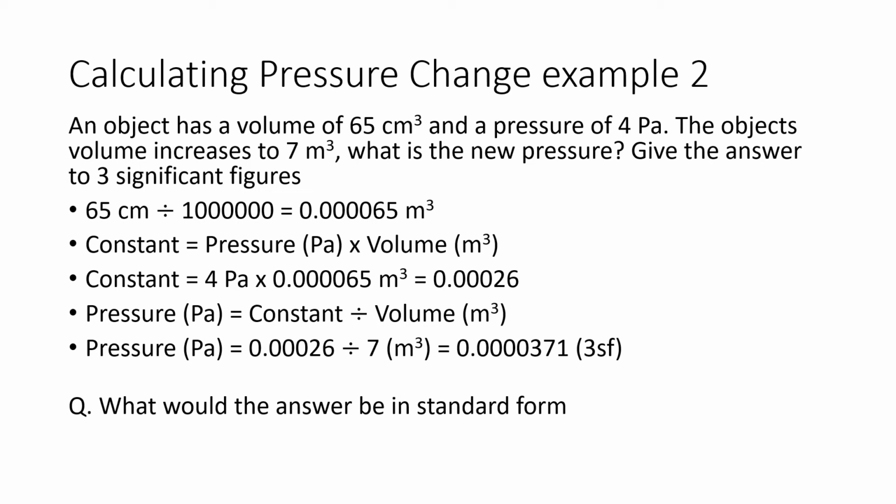And as a consequence, we do our calculation and we end up with a new pressure of 0.0000371 if we round off to 3 significant figures. Again, we may be asked to do that in standard form. Remember, in standard form, if it's a decimal, it'll be 10 to the power of minus something. And what you'll find is that you should end up with 3.71 by 10 to the power of minus 5.